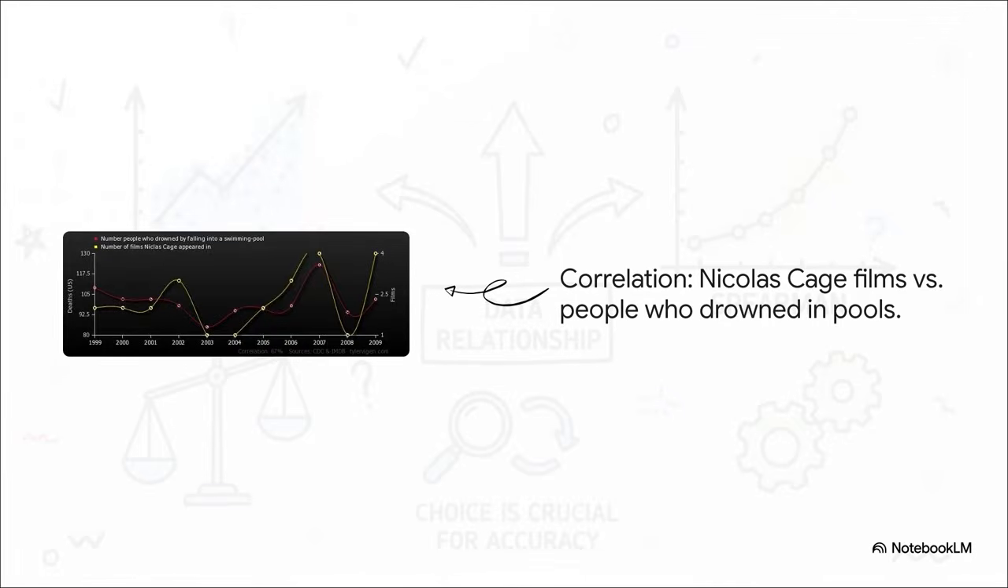All right, let's just dive right in with something truly bizarre. Look at these two lines. They move together in this weirdly perfect sync. One line is the number of movies Nicolas Cage was in each year. The other, the number of people who drowned by falling into a swimming pool. The statistical correlation is actually pretty strong. So what's the deal here? Does watching a Nick Cage movie make you want to go for a swim and then fall in?